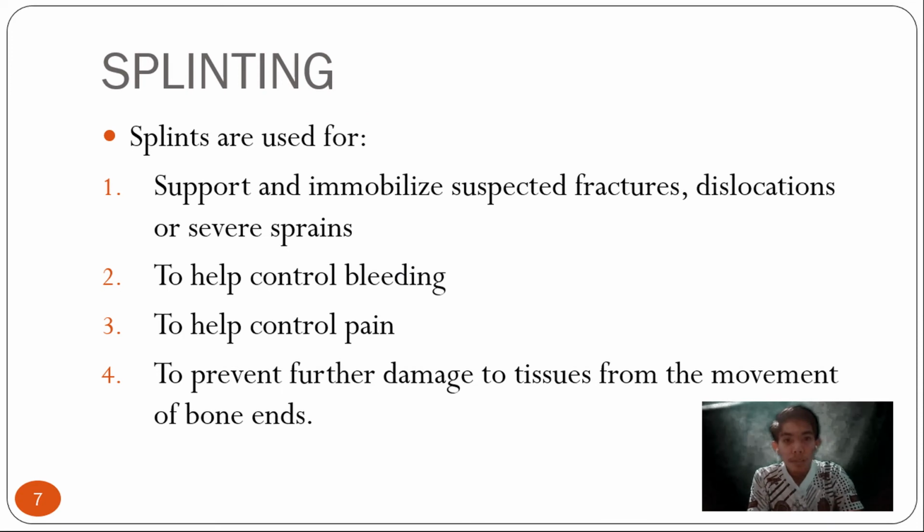Okay, we go to the third, which is splinting. Splints are used first for support and to immobilize a suspected fracture, dislocation or severe sprain. Second is to help control bleeding. Third, to help control pain. Fourth is to prevent further damage to tissues from the movement of bone ends.